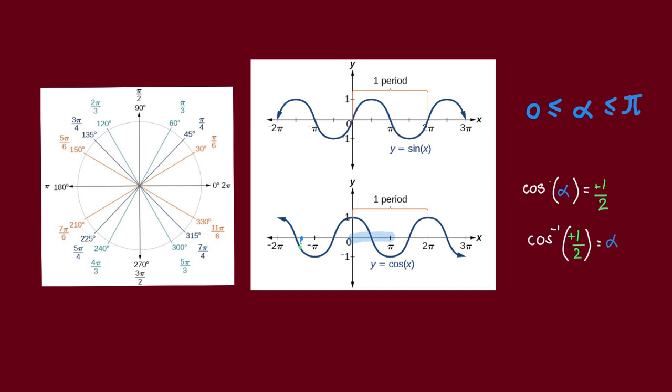Now, to check whether or not you understand what we just said, think for yourself: why is it that we chose the range for sine inverse to be between minus pi over 2 and pi over 2? Why didn't we choose it to be between 0 and pi, just like the case with cosine inverse? So think about that, and I'll see you in the next video.